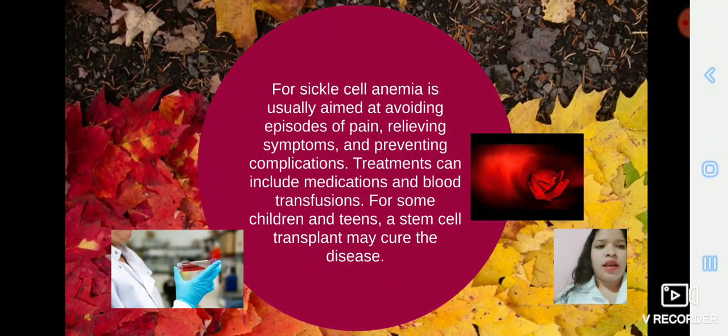Treatment for sickle cell anemia is usually aimed at avoiding episodes of pain, relieving symptoms, and preventing complications. Treatment can include medications or blood transfusions for some children. Stem cell transplant may correct the disease.